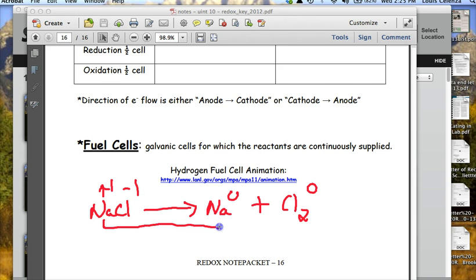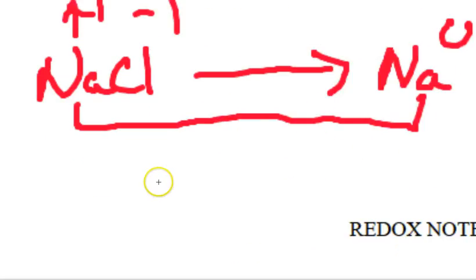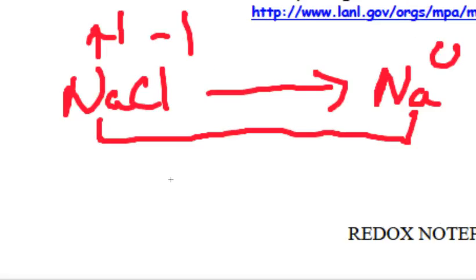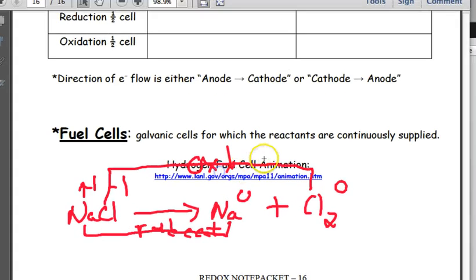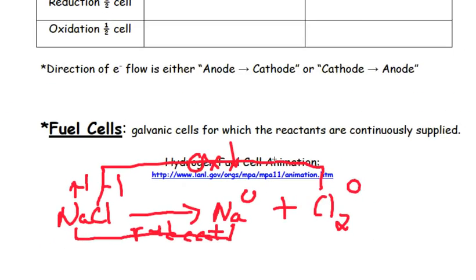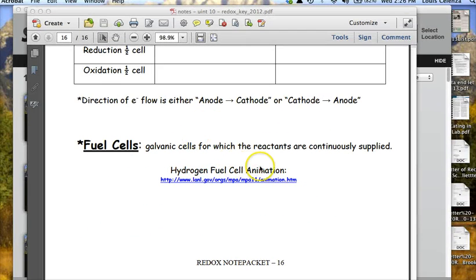The sodium goes from plus 1 down to 0. Oh, that got real big. So if you look at it, the sodium went from plus 1 to 0. That went down. That's reduction. That's the cathode. The chlorine went from minus 1 actually up to 0. That's oxidation. That's the anode. Okay, and that's what you have to be able to do. Sorry about that. I'll try and figure out what's going on with that.